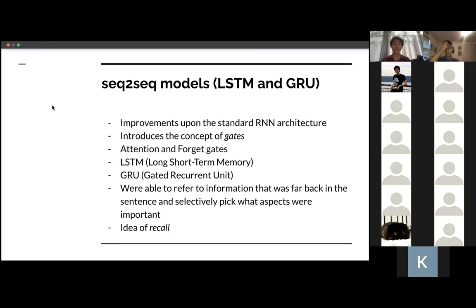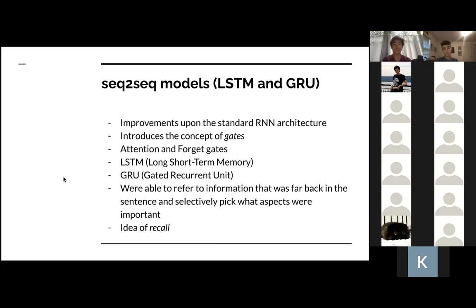And then some smart people tried to get some sequence models with LSTM and GRU. They are an improved approach to the RNN structure, and they introduce a concept of gates, namely the input and forget gates. So the two main ones are LSTM and GRU. It stands for long short-term memory and gated recurrent unit. And we were able to refer to information that far back in the sentence and selectively pick what aspects are important, essentially attention, which is what we want to implement.